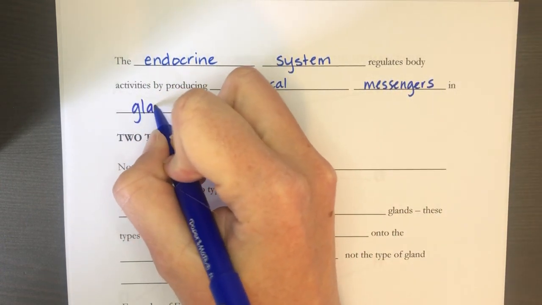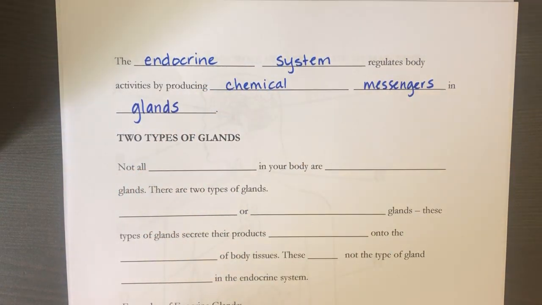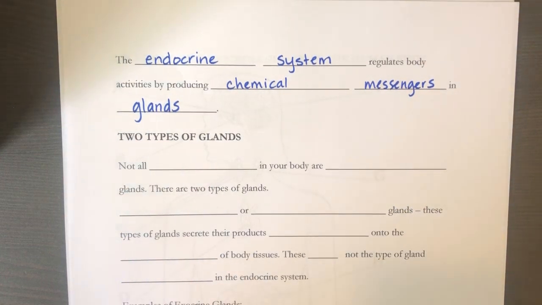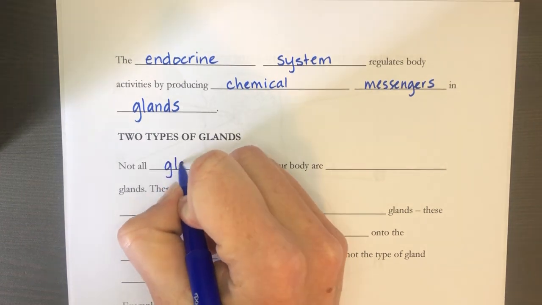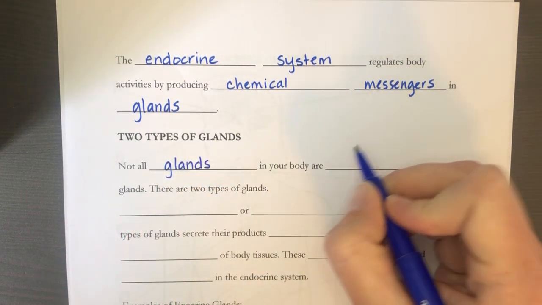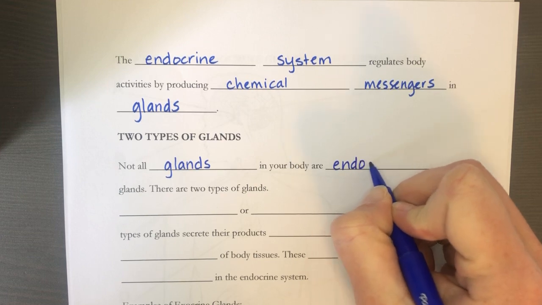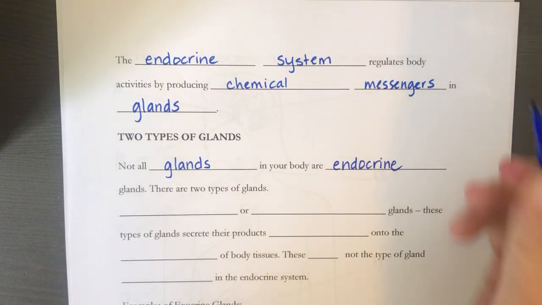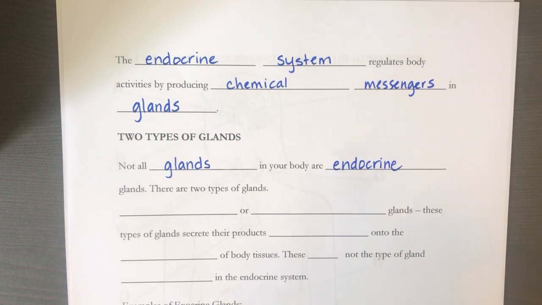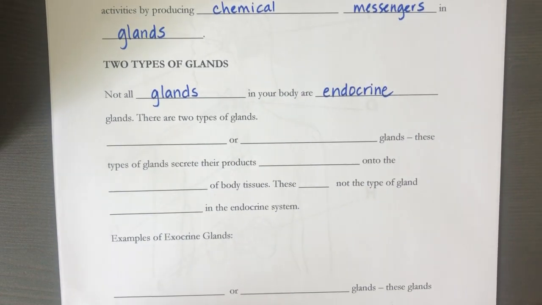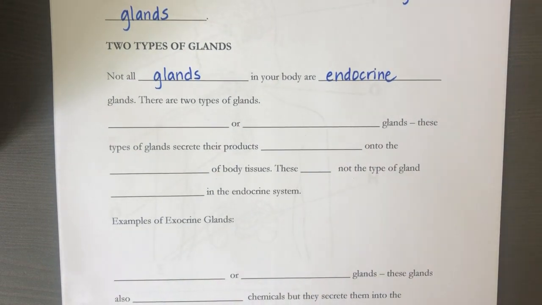Inside of structures called glands. Okay. So in your body, there are two types of glands actually, and not all glands in your body are endocrine glands. Because you have two types of glands. The first type of gland that I want to talk about is the one that's actually not part of your endocrine system. I'm just going to give you a few examples of them, and then we aren't really going to talk about them anymore in this unit.